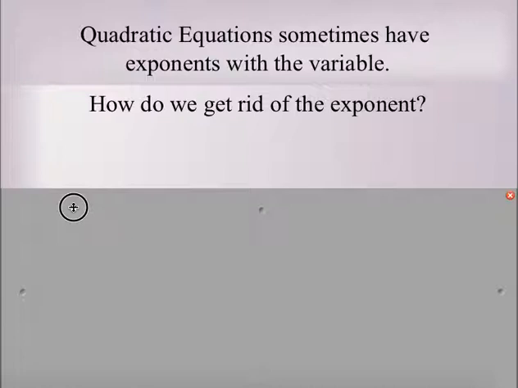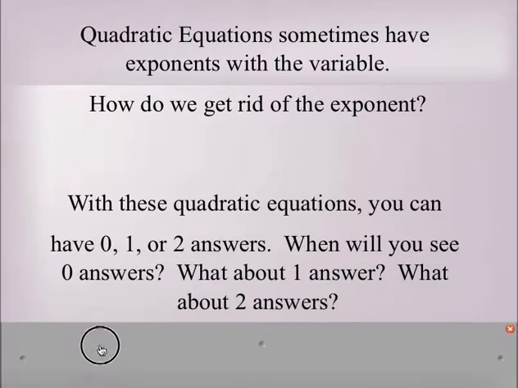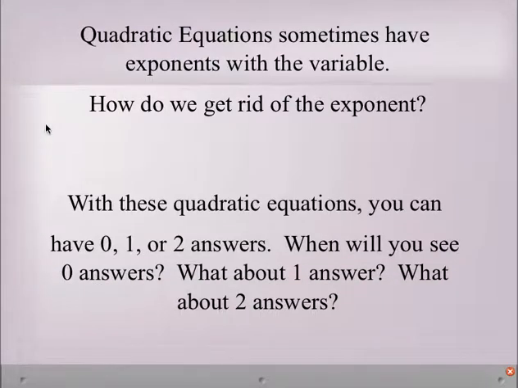So how do we get rid of exponents? Well, if it's an exponent of 2, we would square root. Exponent of 3 would cube root. We use roots in order to get rid of exponents. So remember that with quadratic equations, we can have 0, 1, or 2 answers. So visually, we know what this looks like already, but in our quadratics, let's think about these.